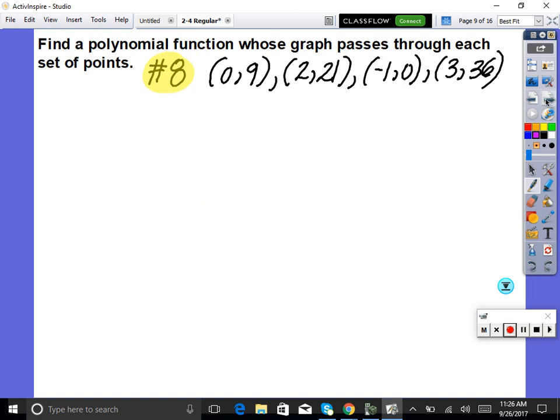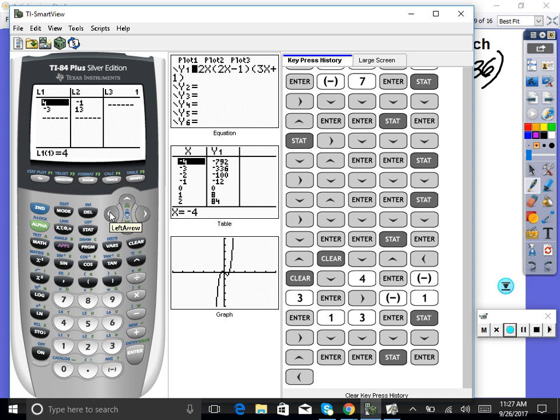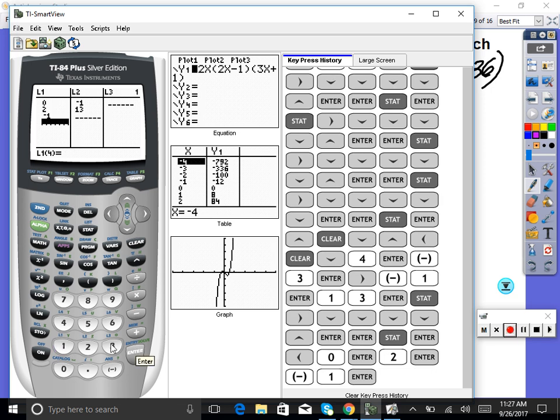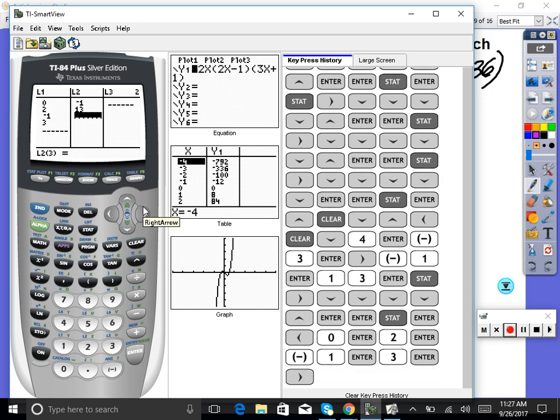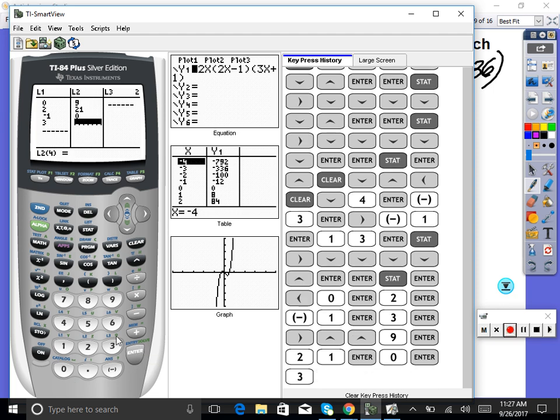Okay, number 8. Let's do number 8. Everybody, here we go. Go to stat, edit. In list 1, type in your x values. I'm not going to clear this one out, I'm just going to type over them. So 0, 2, I'm typing in number 8, negative 1 and 3. In list 2, 9, 21, 0, and 36.